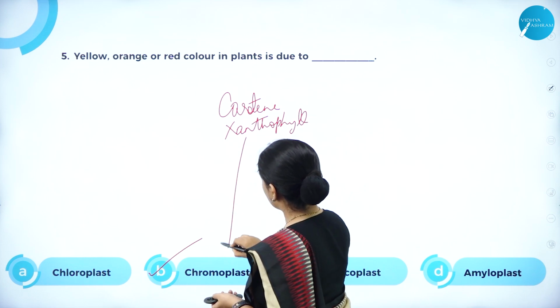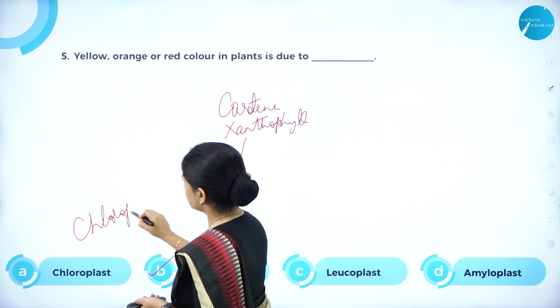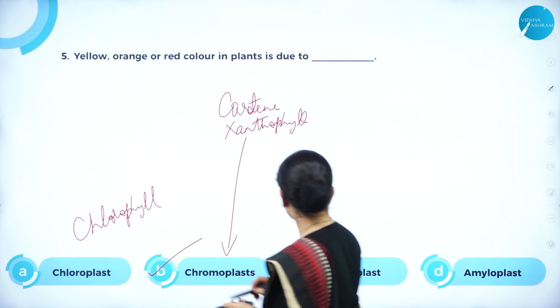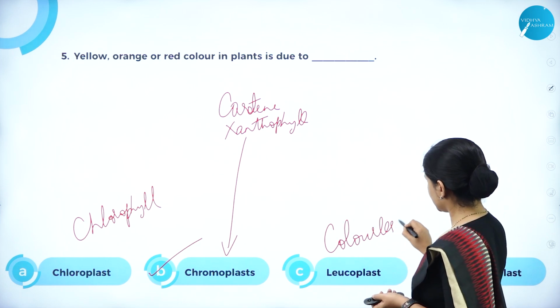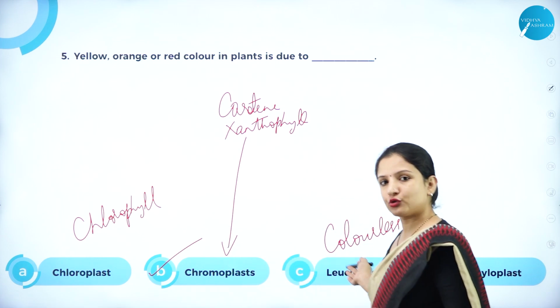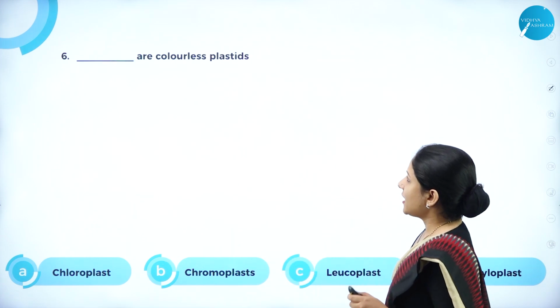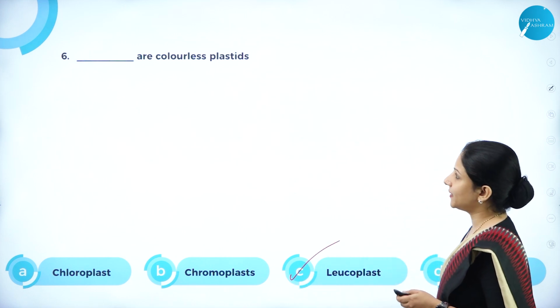That is in chromoplast. In chloroplast, it is chlorophyll. And leucoplasts are colorless. They do not have any color. And amyloplast comes under leucoplast. They are the storage plastids. Next, dash are colorless plastids. It is leucoplast. Leucoplasts are colorless plastids.